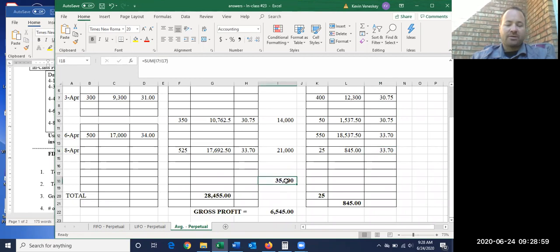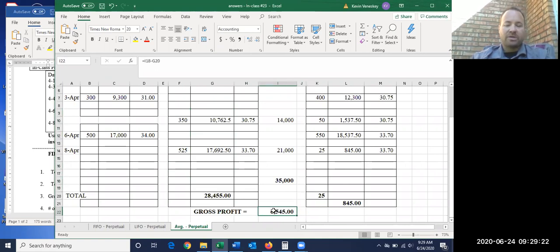I can get my total sales, cost of goods sold, and then taking the difference. So the cost of goods sold is just these two added together. Gross profit, the sales minus my cost of goods sold, give me that. And then simply I have 25 items at $8.45. And then we could compare.